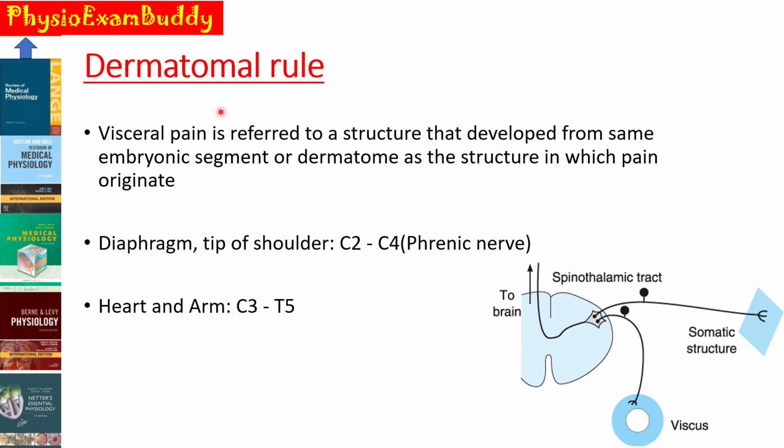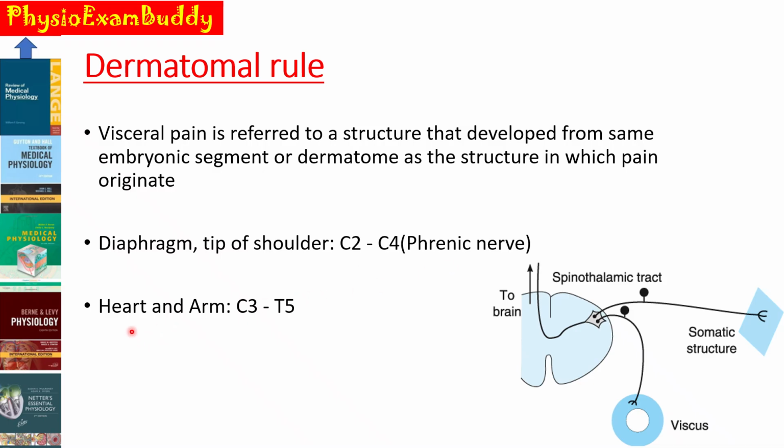What is this dermatomal rule? This visceral pain, it is referred to a structure that developed from the same embryonic segment of the dermatome as the structure in which the pain originates. So, the diaphragmatic pain, it will be referred to the tip of the shoulder because both originate from the same dermatome or supplied by the same dermatome, that is the C2 to C4 level of the phrenic nerve.